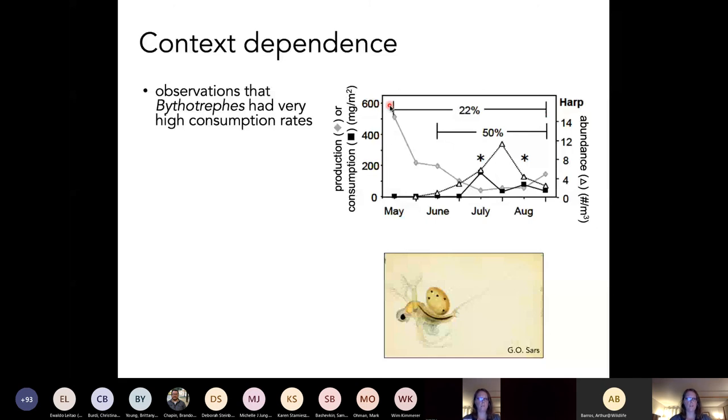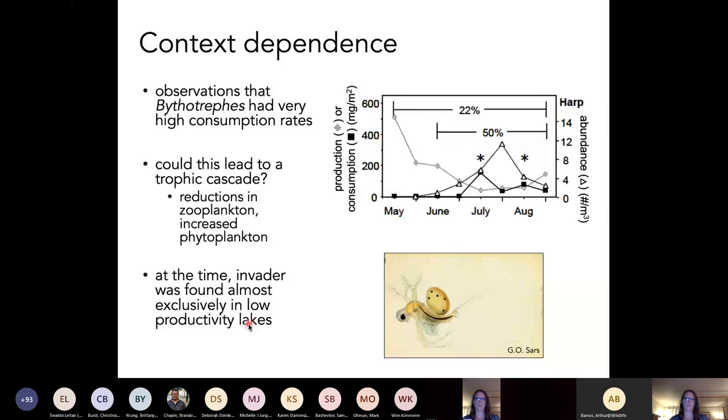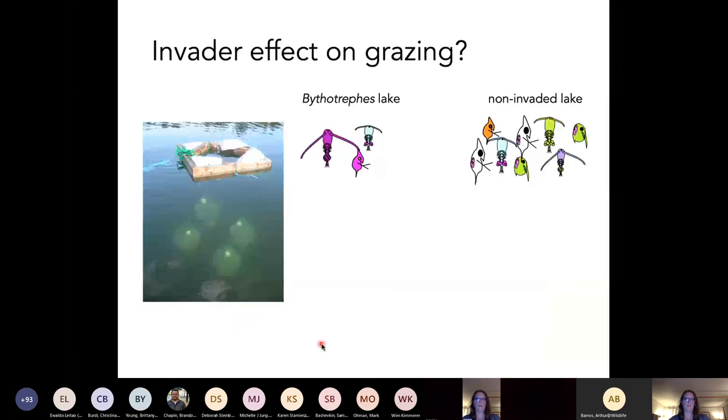So that's a lot. We hypothesized that this might lead to a trophic cascade in lakes. With a reduced zooplankton community, especially of cladocerans, which are our key grazers, we would see increased phytoplankton. I'm going to give a hint of what's to come, but at the time, the invader was found almost exclusively in oligotrophic, low productivity lakes. So to answer this question, we did a cubitainer experiment where we incubated zooplankton communities from invaded lakes. This is just showing with cartoons lower abundance, lower richness, and fewer cladocerans compared to a non-invaded lake.